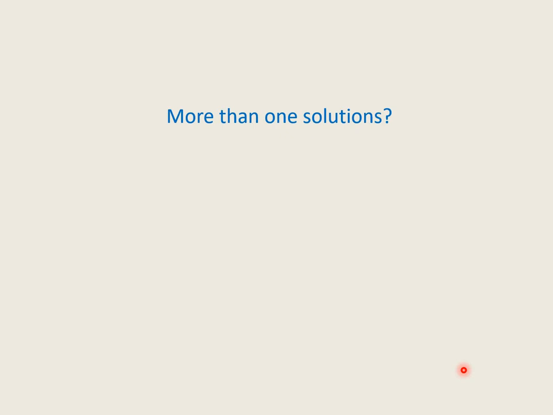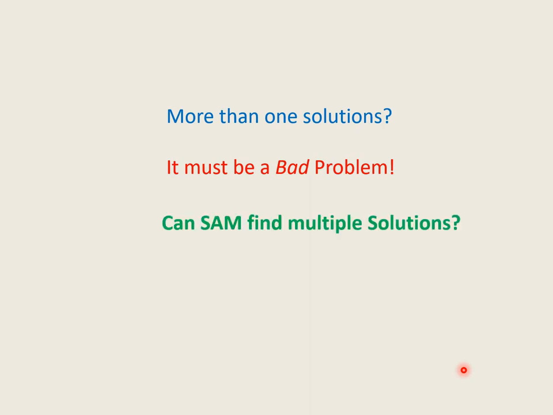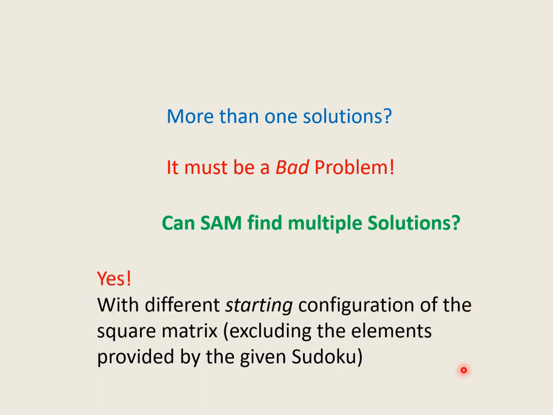Well, now let me show some of the interesting observations of this program. First of all, are there more than one solution? Of course, it would be a bad problem if there are more than one solutions for a single problem, right? But the question is, can this method find multiple solutions? If they are there, the answer is yes.